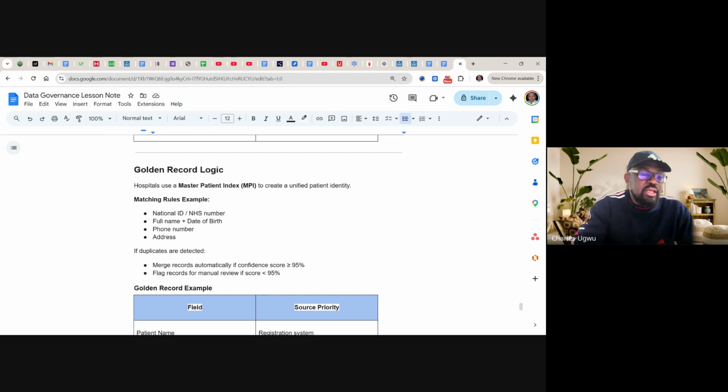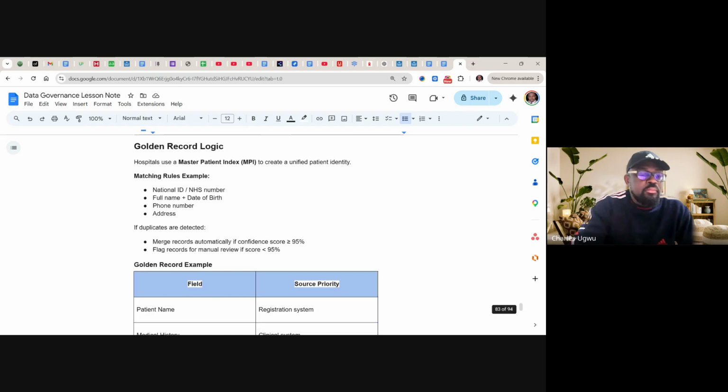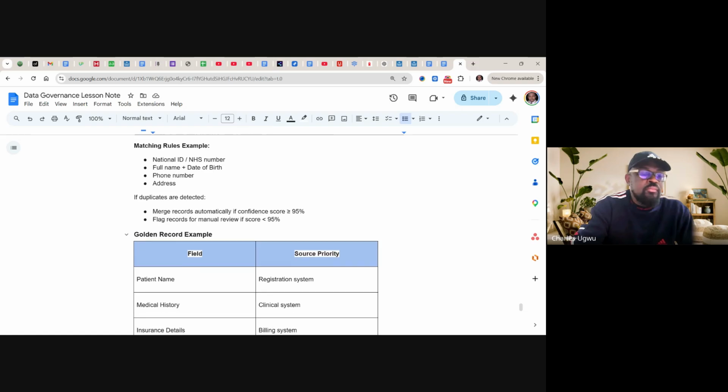So if duplicates are detected, the logic here is that if duplicates are detected, match the record automatically if confidence is 95% and above. But if it is below 95%, then it has to be flagged.